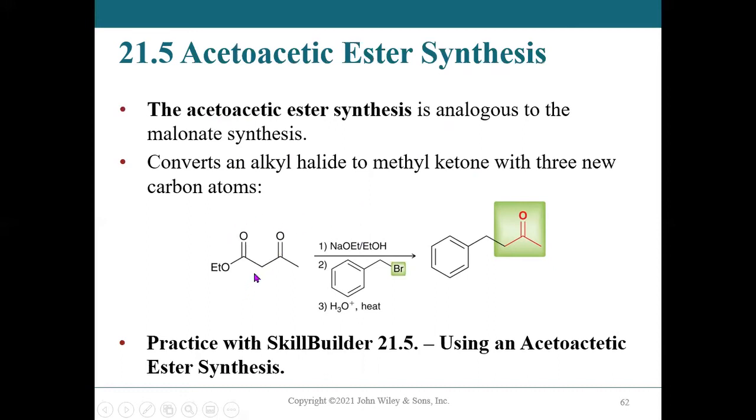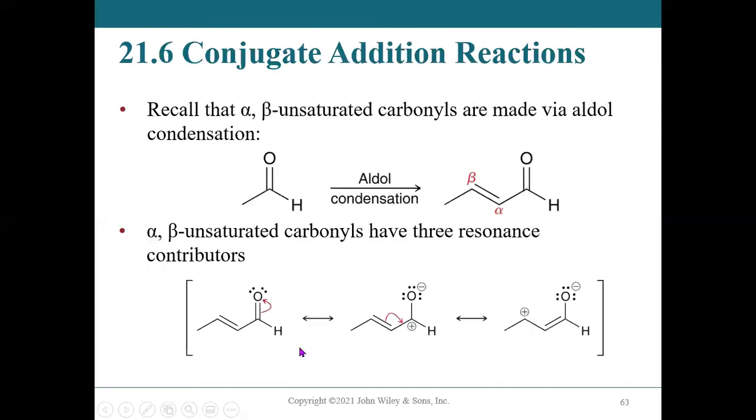So here is the acetic ester, and we go through this 3-step and add 3 carbons. Recall that alpha beta unsaturated carbonyls are made via aldol condensations. The alpha beta unsaturated carbonyl has 3 resonance contributors. We have this alpha beta unsaturated carbonyl, and we have those resonance structures.